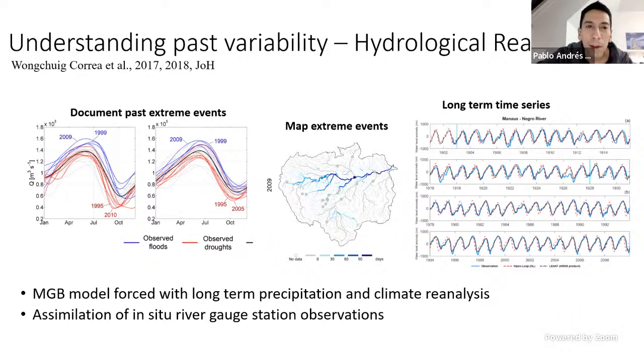So Nicolas has one final question. Yes, and it's about the hydrological reanalysis. You mentioned you were assimilating streamflow. So my question is, are you planning to assimilate other variables or just streamflow?